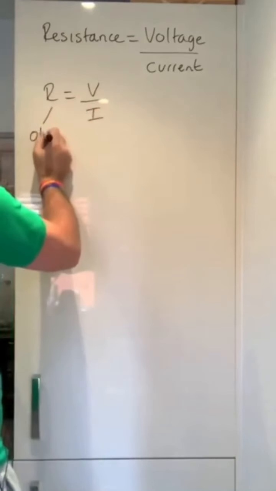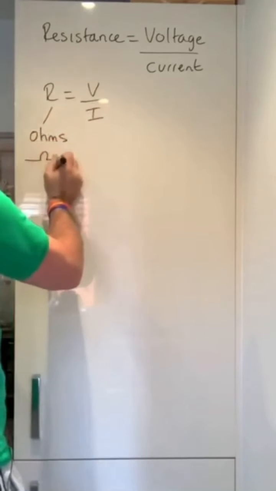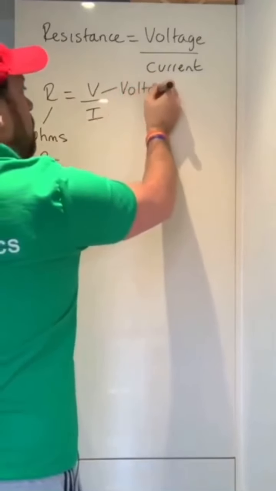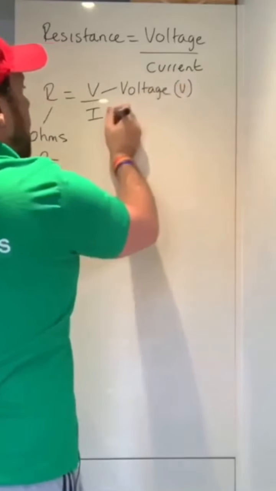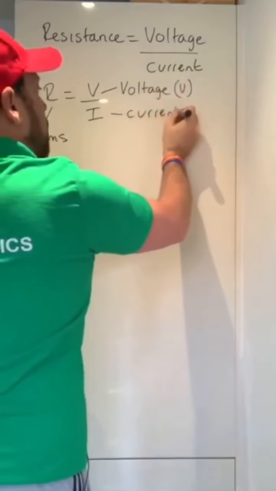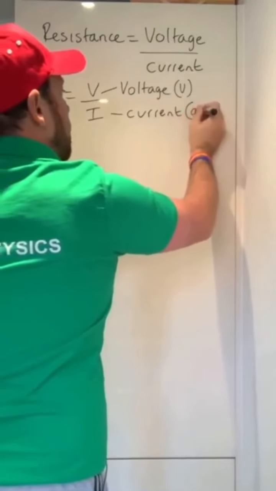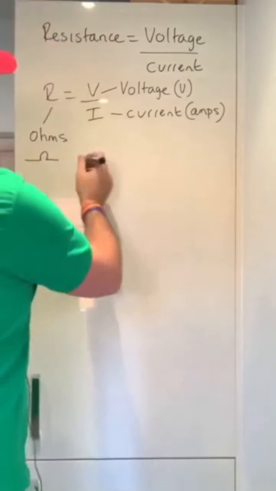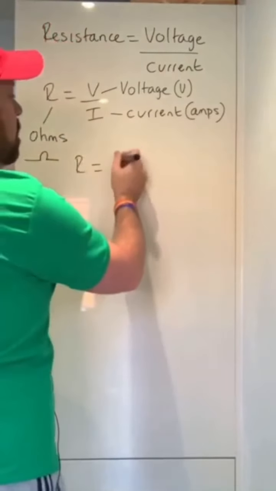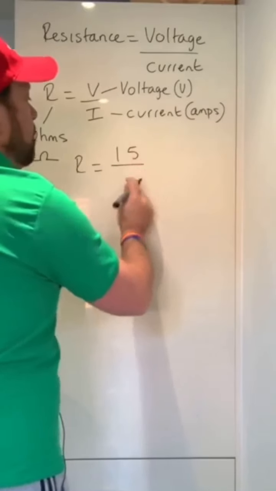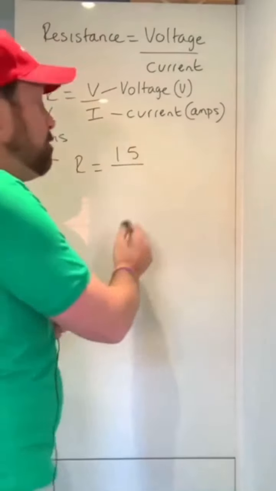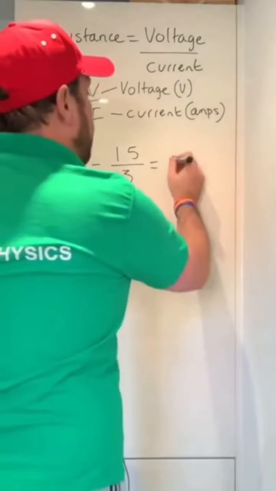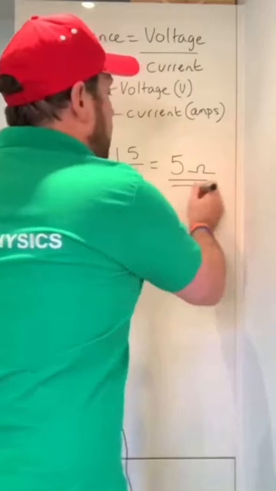Resistance is measured in ohms, and the symbol for ohms is this, and then obviously voltage, or potential difference, is measured in volts, and current is measured in amps. So in the example, 15 volts was passing through the circuit, so it will be 15 divided by the current, which in this case was 3 amps, and 15 divided by 3 is 5 ohms. And that will be your answer.